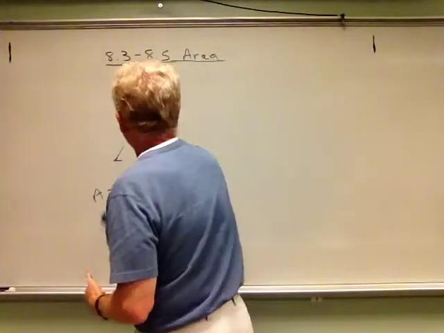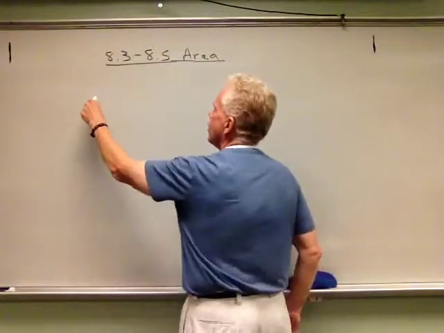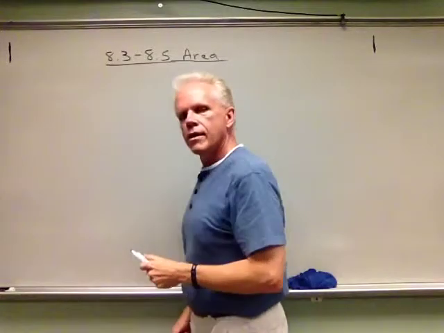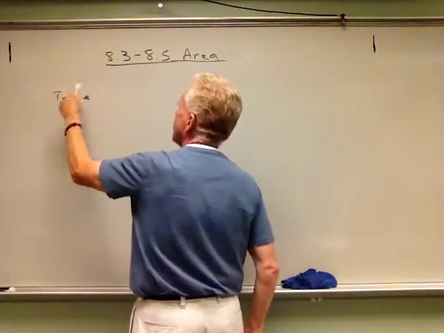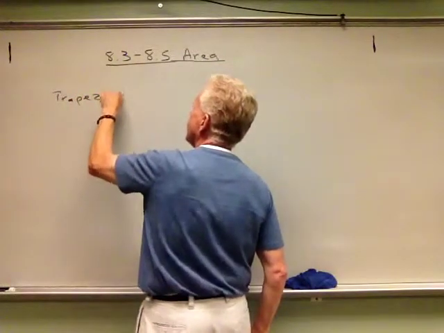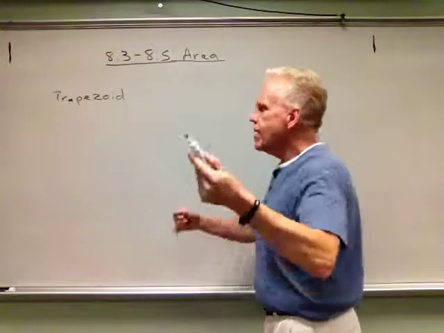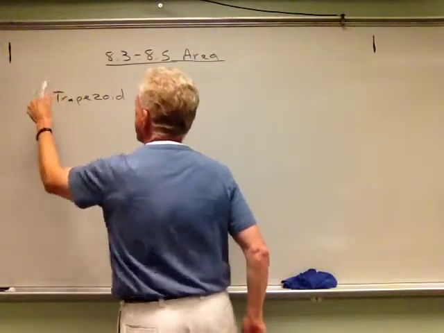And now we're going to hit the last one, the most interesting of them all. We're going to talk about the area of a, what do you call that thing? Oh, that's right, a trapezoid. T-R-A-P-E-Z-O-I-D. Where in the world did they get that name? Trapezoid. All right, sounds like something from a science fiction movie. But we're going to talk about the area of a trapezoid.